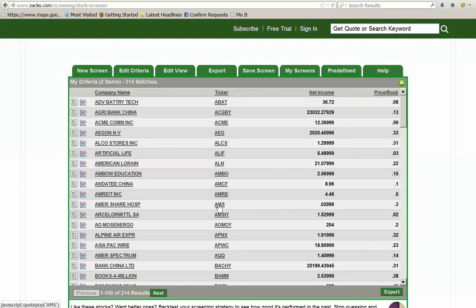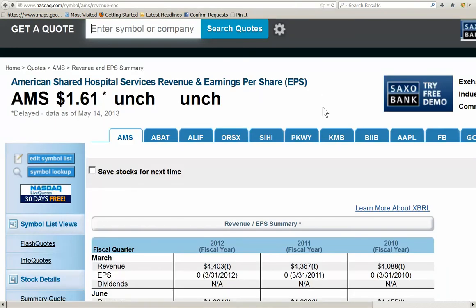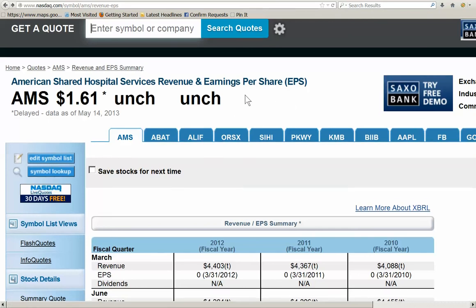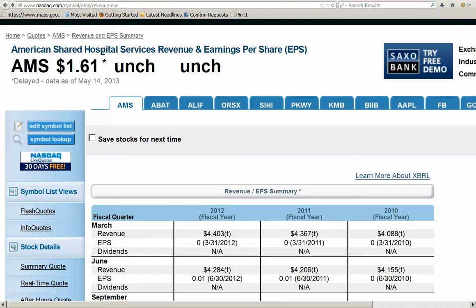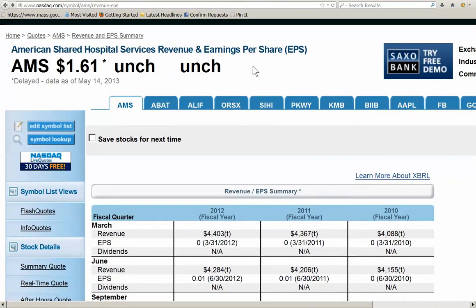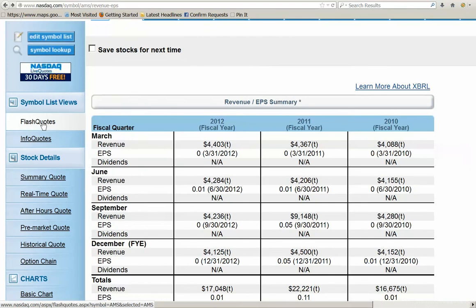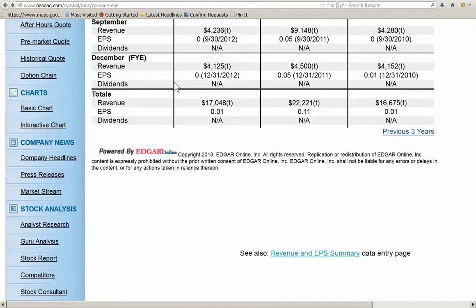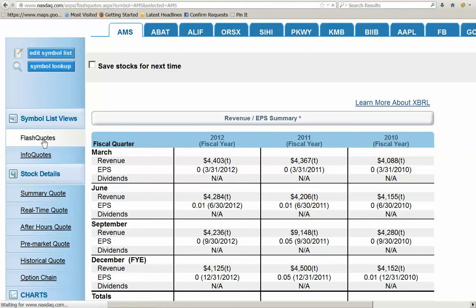So I have gone to a different tab, and what I've done is I've gone to NASDAQ.com, because NASDAQ.com has among the best pieces of information on particular stocks. And I've typed in already, you can do this obviously, you can just type in AMS or American Shared Hospital Services, and up will come the information you need. And actually it won't come up on this particular page. It'll most likely come up with a flash quote. So I'll show you what it'll likely come up with.